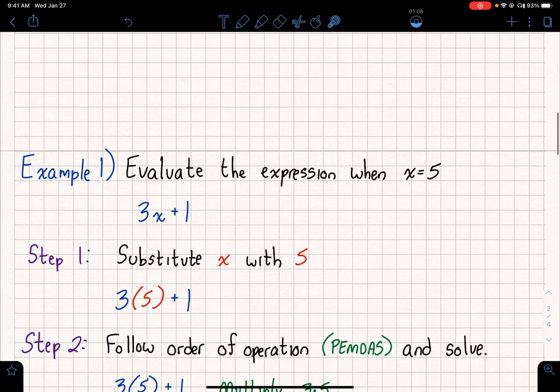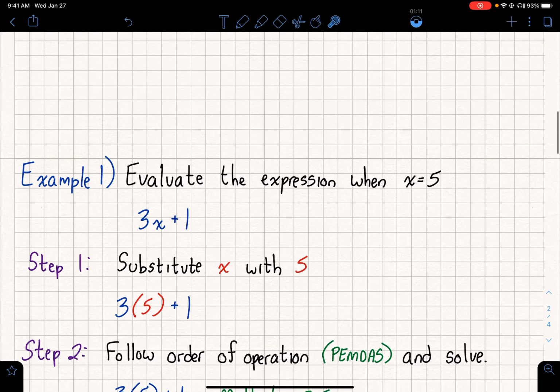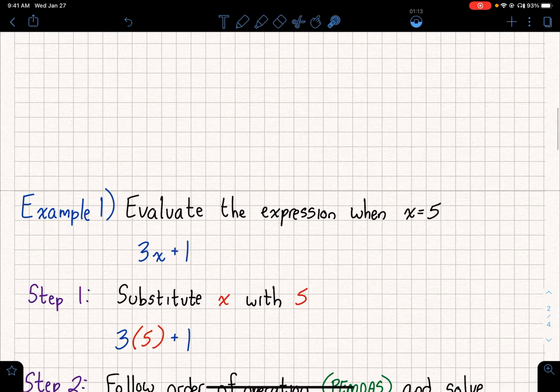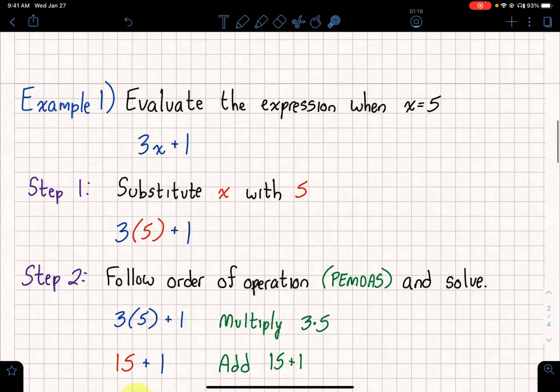So down below, I have our first example I would like to go over. Very basic example. We're going to evaluate the expression 3x plus 1 when x equals 5. So step 1 here is we substitute our variable x with the number 5. So now this becomes 3 times 5 plus 1.